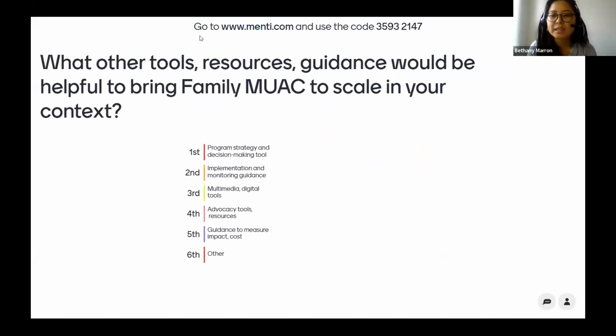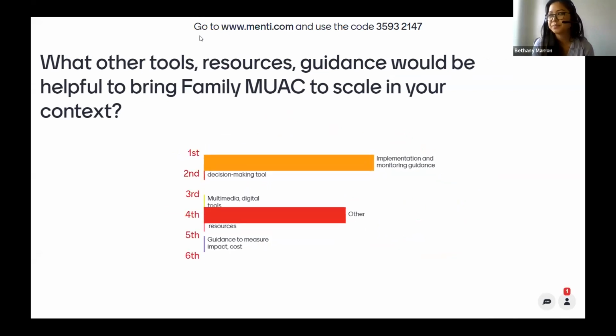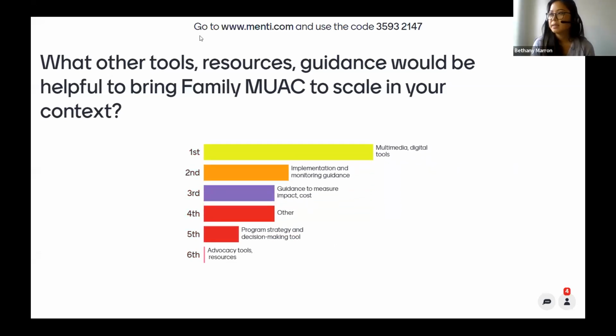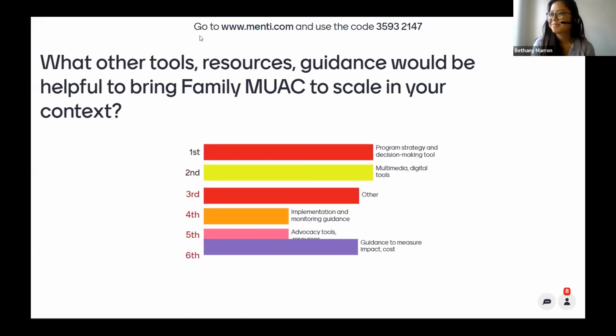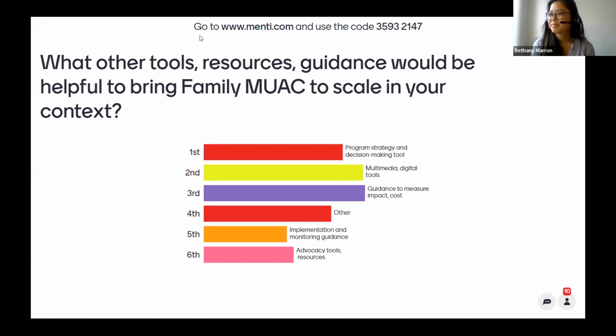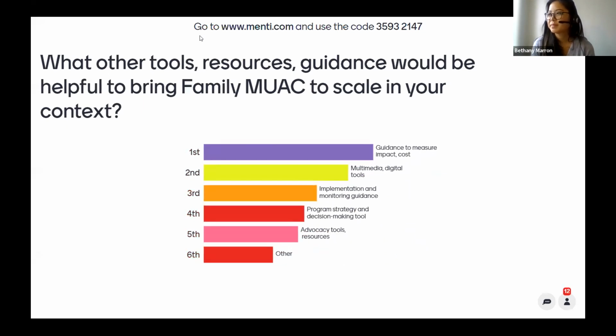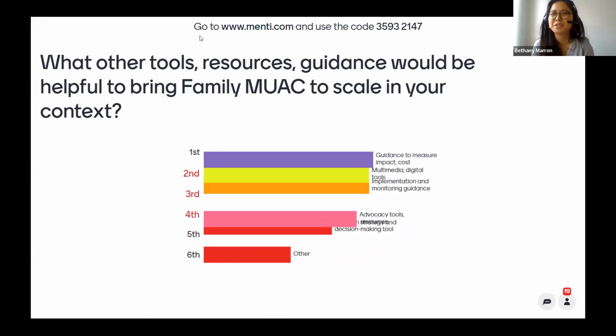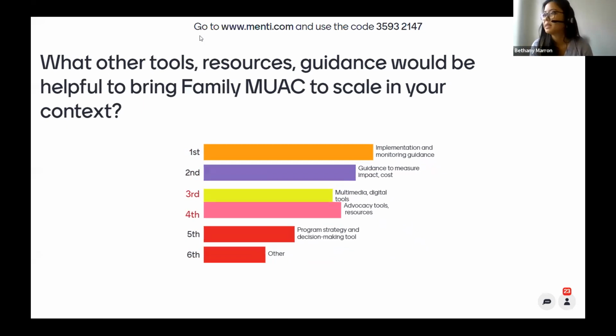And then last but not least, I saw some of these comments come through in the Q&A and also potentially in the chat. What other tools, resources, and guidance might be helpful to bring Family MUAC to scale in your context? I really like seeing the changes with people's input. This one takes a moment because you have to go through all 6 to rank them.